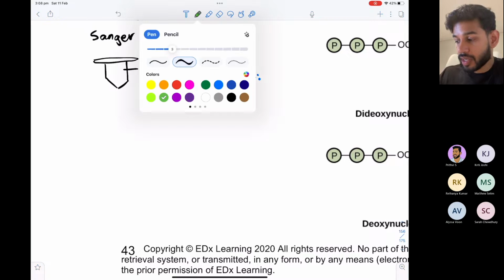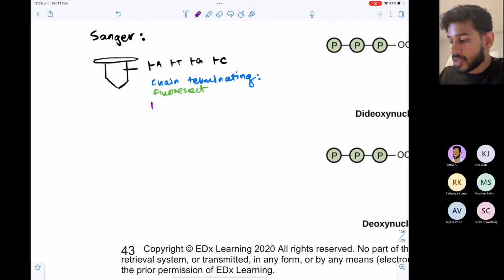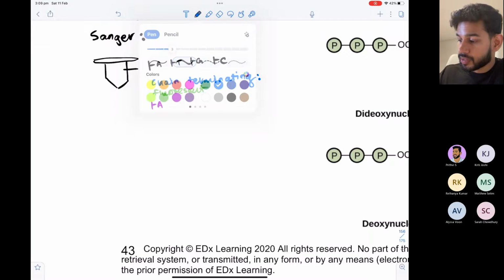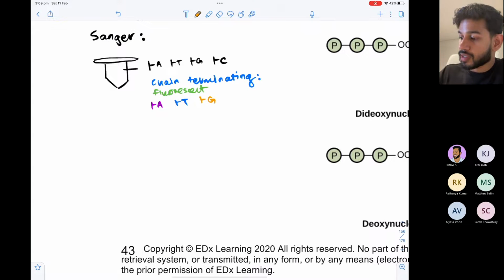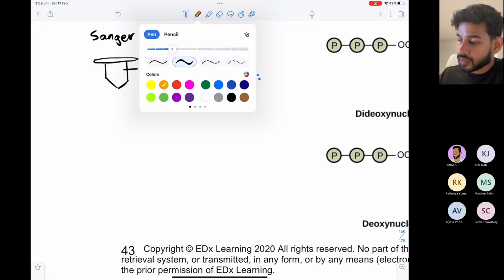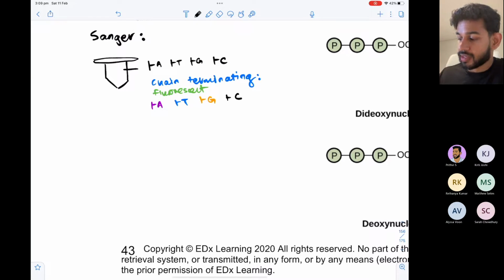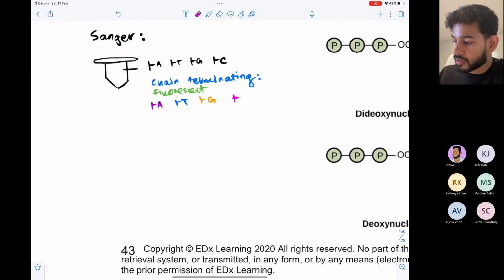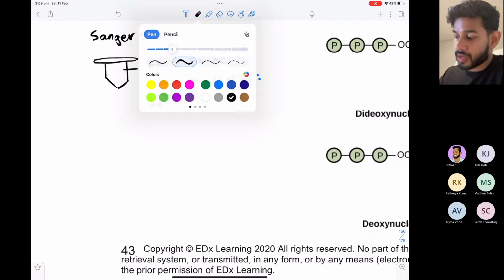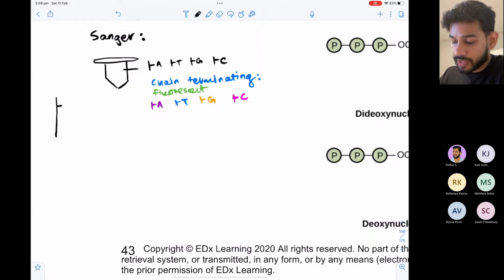I'm going to show you them in different colors. So I'm going to put A in this color. We're going to put T in this color. We'll put G in this color. We'll put C in this color. Actually, let me use a fluorescent color for you. Let's pick pink. C. Okay. So I want you to imagine that we are trying to determine the DNA sequence of this strand of DNA that goes by A, T, and C.